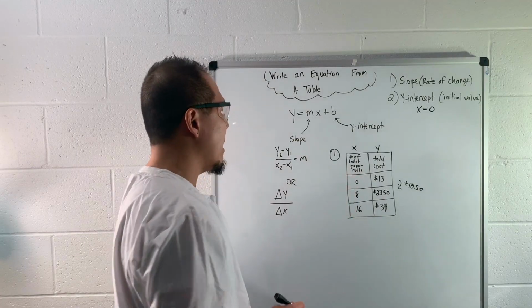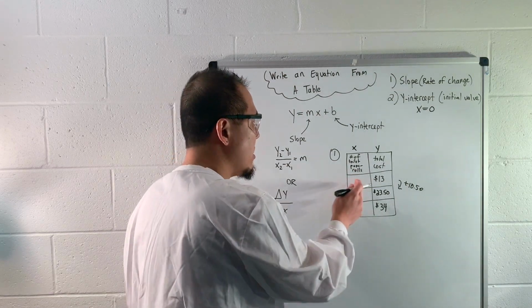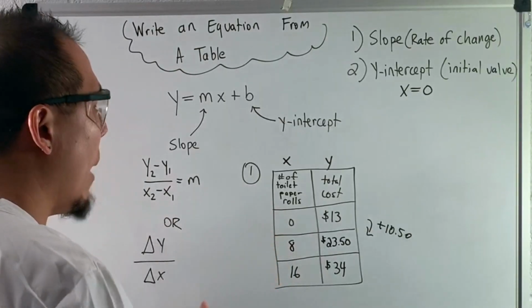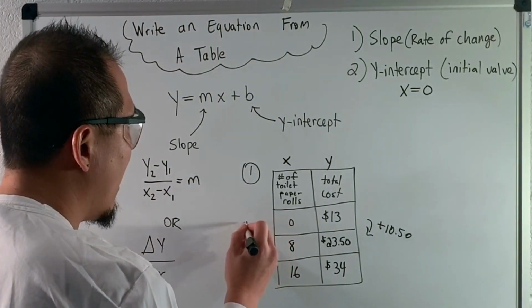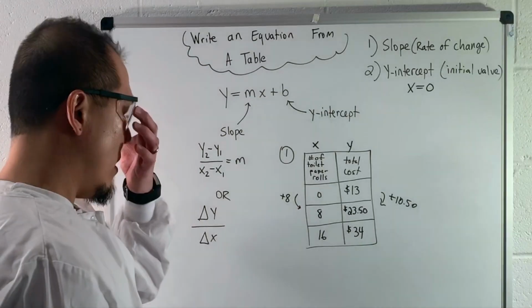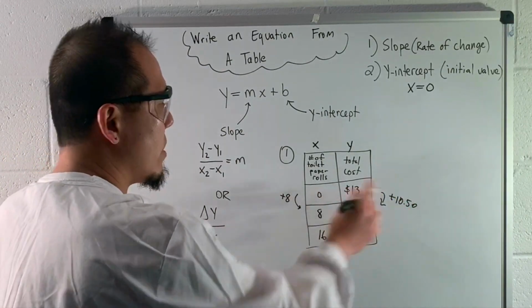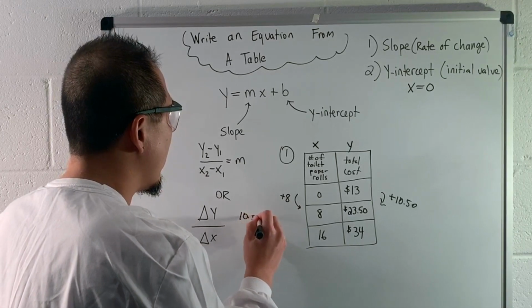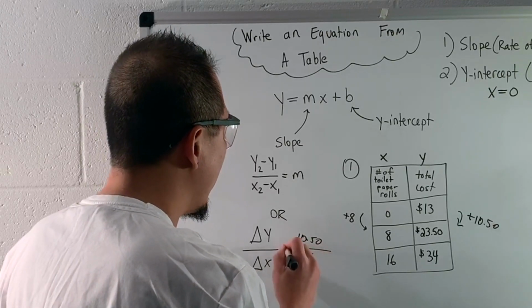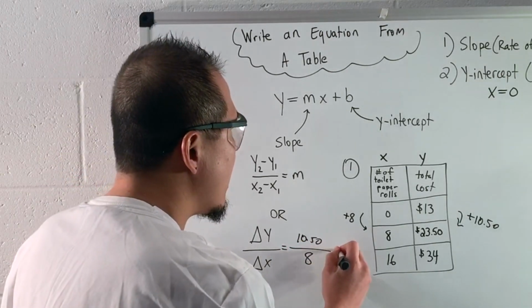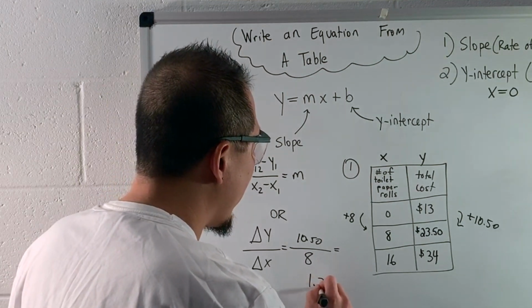On the x side, how much does it change? Well, it starts at 0, and how much does it go up? It goes up 8. And we take the change in y, which was $10.50, divided by 8, and notice, we're still going to get the same answer of 1.31.